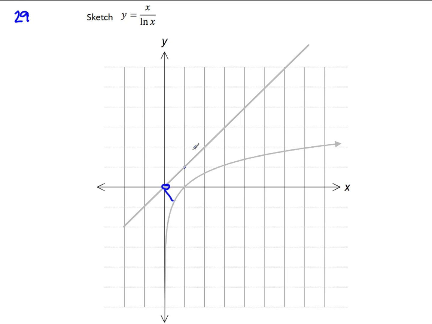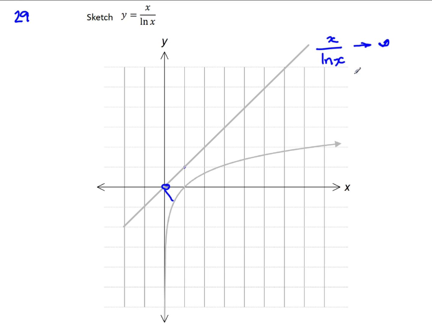As x approaches infinity, so out in this direction, the value of ln x approaches infinity. So this graph continually goes up, and this also goes up. So it will approach infinity, but at a slower rate than y equals x. So x on ln x is also going to approach infinity.